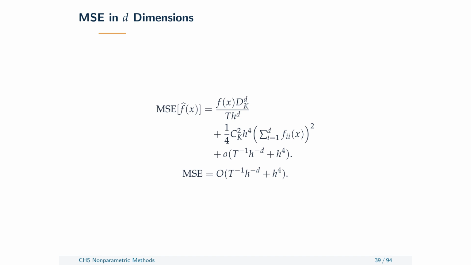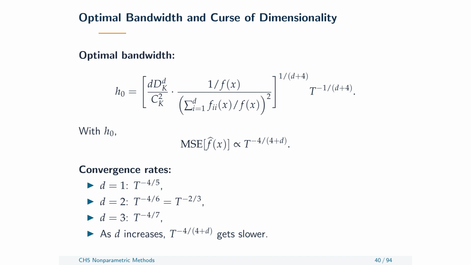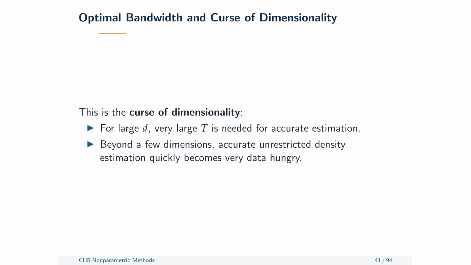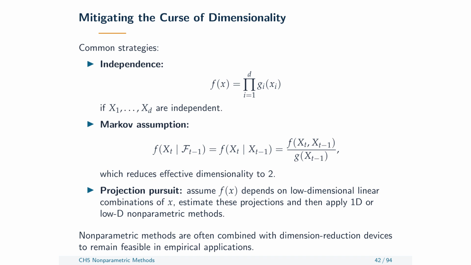For a second-order kernel, the leading squared bias still has the order of the bandwidth to the fourth power. Balancing it against multivariate variance gives an optimal bandwidth whose order is the sample size raised to an exponent. That exponent is negative, 1 divided by the sum of d and 4. The associated mean squared error deteriorates as d increases. This is the curse of dimensionality. It is a statistical shortage of local information, not a computational inconvenience that faster software can remove.